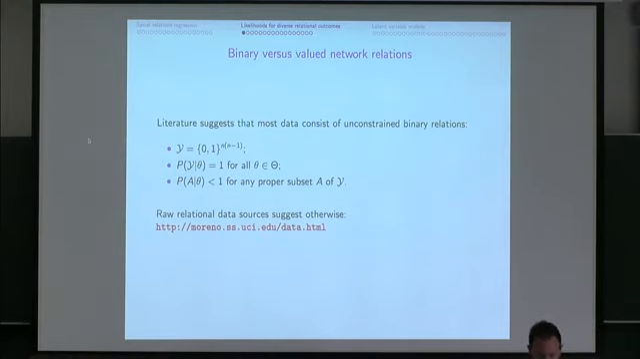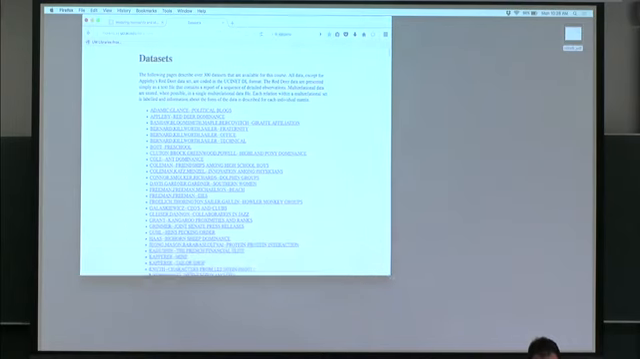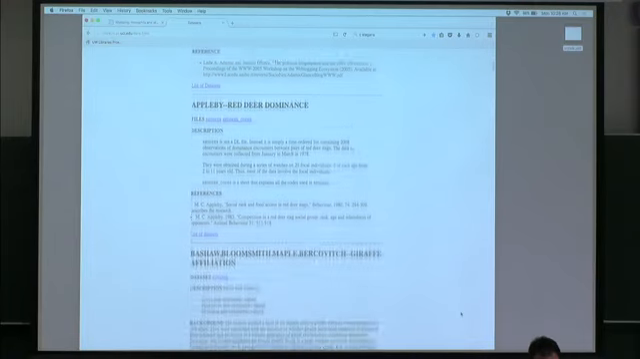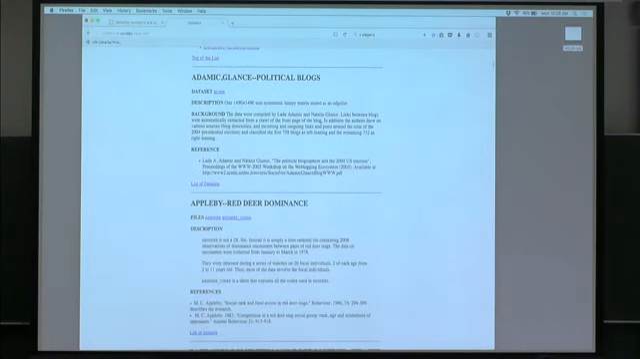I'm tempted to go to this link here. Yeah, so this is a really neat data set, or sorry, website. It has maybe 100 network data sets. And if you go through, it has all these network data sets, and it says what type of network or relation it is.